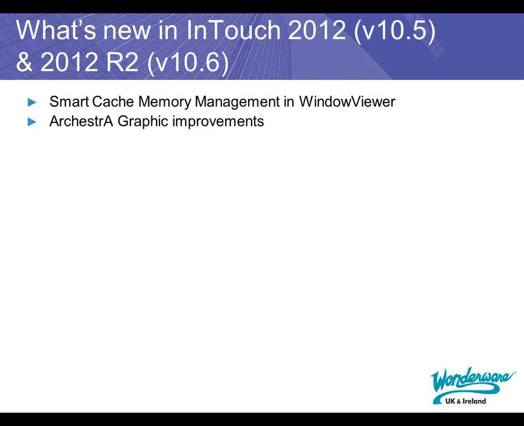Now, Orchestra graphic improvements as well. Orchestra graphic draw times are 20% faster and use 15% less memory. And automatic CPU core balancing. This delivers faster session response from remote desktop sessions.